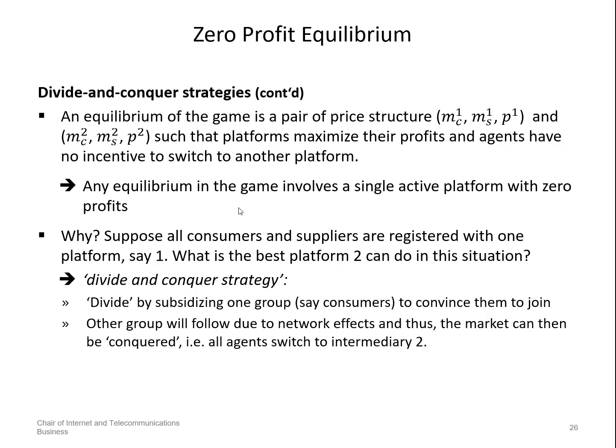Any equilibrium in this model involves a single active platform with zero profits. Why? Suppose all consumers and suppliers register with one platform, say 1. What is the best platform 2 can do in this situation? Divide and conquer. Divide by subsidizing one group, say consumers, to convince them to join. And then the other groups will follow due to network effects, and thus the market can then be conquered. All agents will then switch to the intermediary, or platform 2.